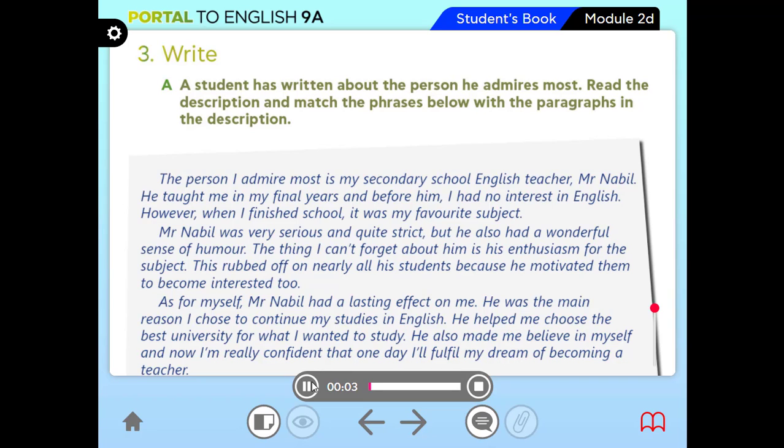3. Write. The person I admire most is my secondary school English teacher, Mr. Nabil. He taught me in my final years, and before him I had no interest in English. However, when I finished school, it was my favorite subject. Mr. Nabil was very serious and quite strict, but he also had a wonderful sense of humor. The thing I can't forget about him is his enthusiasm for the subject. This rubbed off on nearly all his students because he motivated them to become interested too.